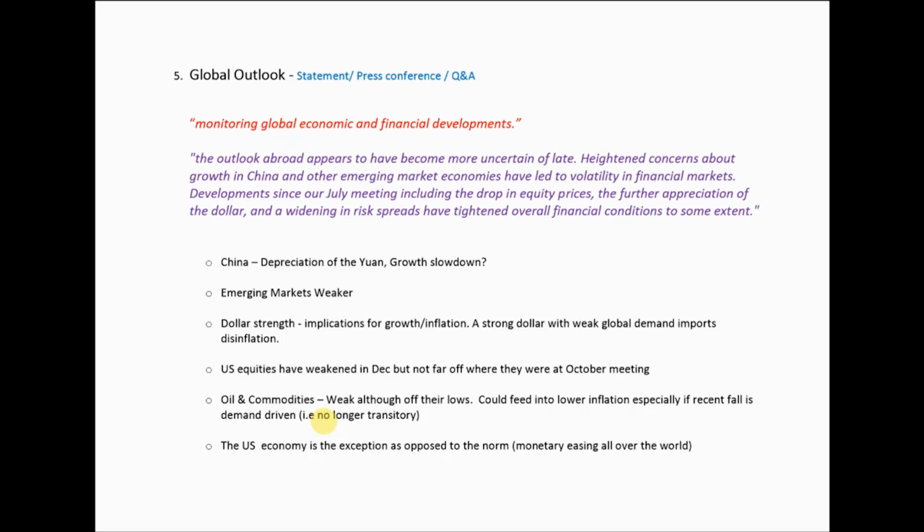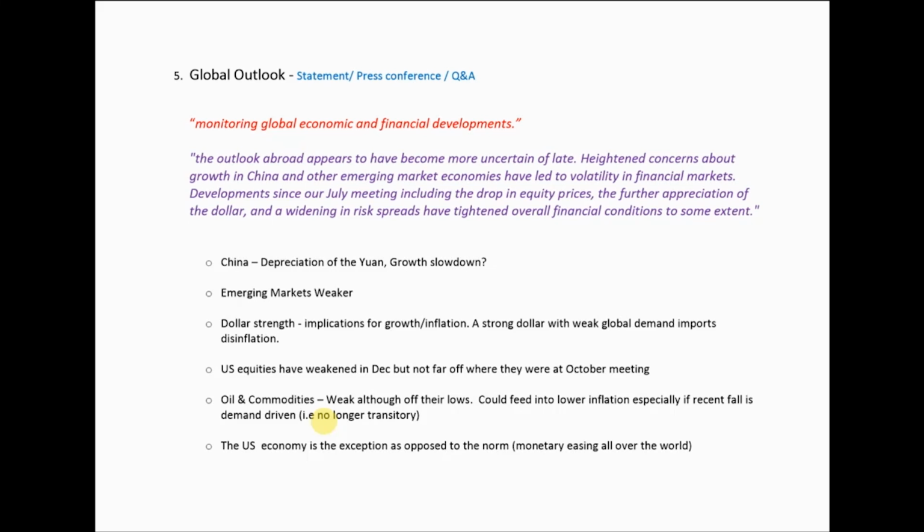And then finally, the US economy is the exception as opposed to the norm. There's monetary easing all over the world. The ECB earlier this month embarked on an extension of their QE package. We've seen rate cuts from New Zealand. We've seen rate cuts from Australia in the last few months. We've seen increased QE from Japan. We've seen rate cuts from Canada. We've seen rate cuts all over the world. It's only really the US that is in a position of, at least in the developed economies, hiking rates. So it is the exception as opposed to the norm.